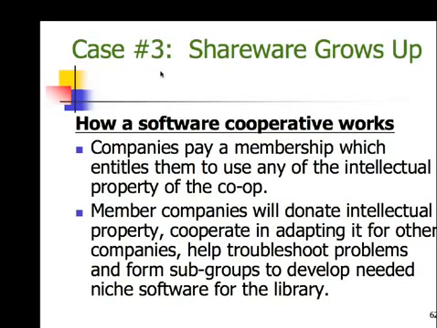So from the slide, these are companies that pay a membership, which entitles you to use intellectual property or co-op, so you can share, kind of thing. Or sometimes there's no pay for the membership. There's services that you can sign up for and use. A good example of that would be Google Voice. I don't know if you're familiar with that, but it's voice over IP.